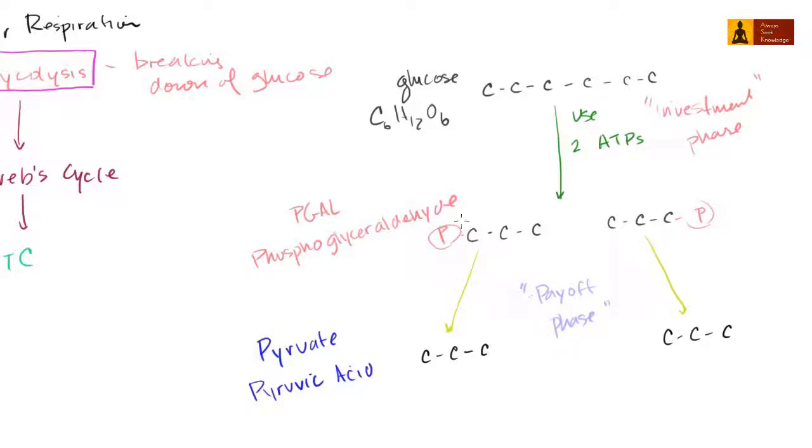But this is the payoff phase right here. And so when we go from the phosphoglyceraldehyde to the pyruvate or the pyruvic acid, we produce two things, or I guess we could say we produce three things. Each of these P-gals to pyruvates produce two ATPs. So I'm going to produce two ATPs there, and two ATPs there. And then they each produce an NADH.